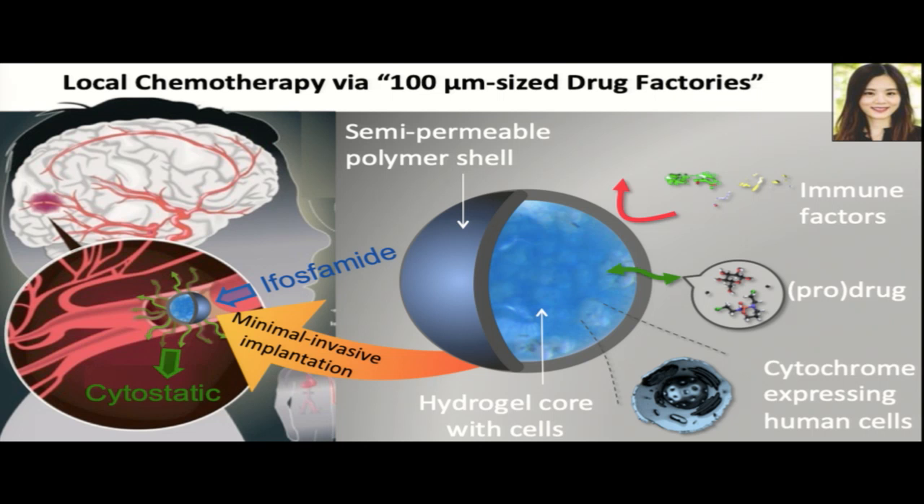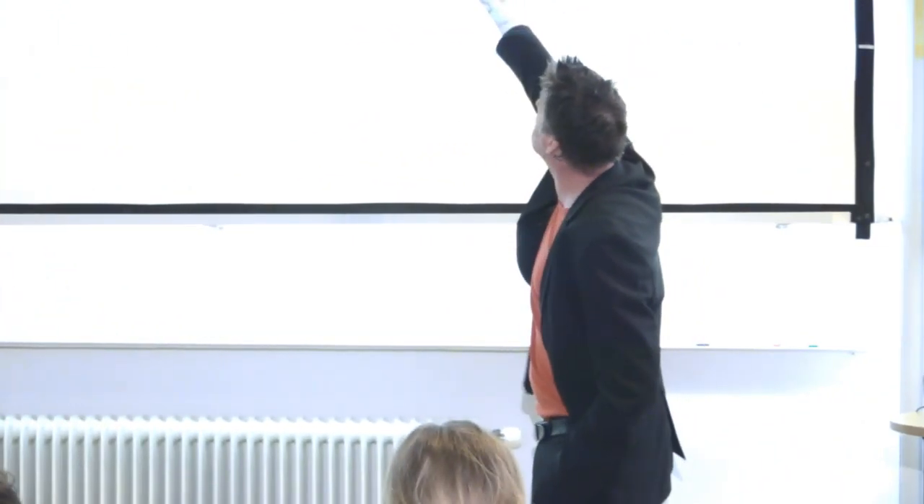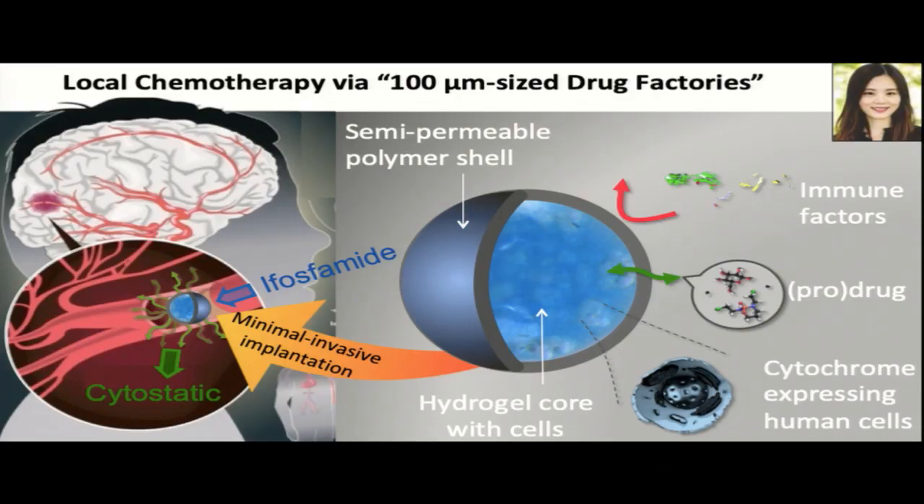And this is a prodrug, it's a rather harmless chemical, and it flows through the blood and it does nothing unless it reaches these particles. And inside these particles, we have these human cells. You can see these little white blobs inside this blue-colored gel here. Every white blob is actually a living cell.